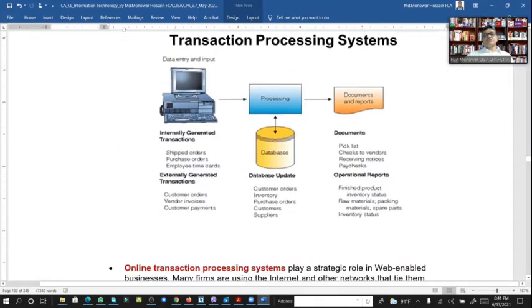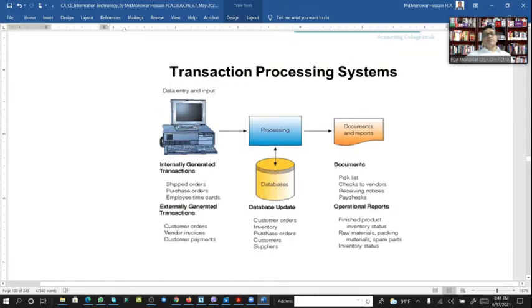In a transaction processing system, data comes in from the input. We have three layers: input, process, and output. Everything, whether manufacturing or service, has to go through input, then process, then output. Here, data entry and input are taken and processed, and then go to the database update.